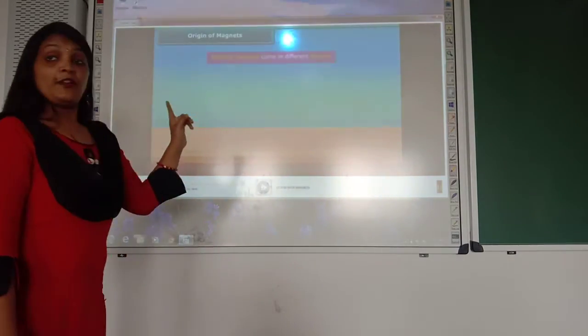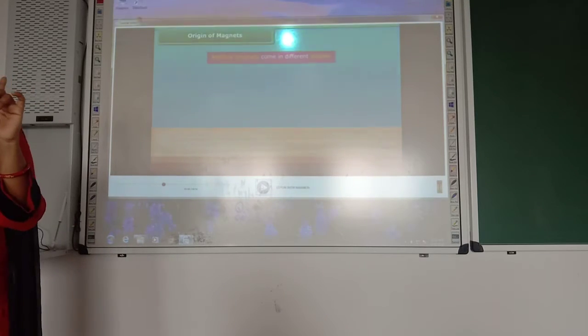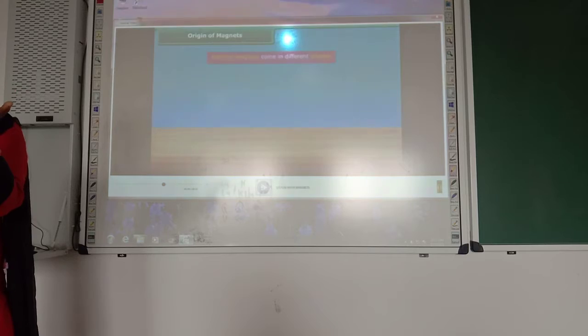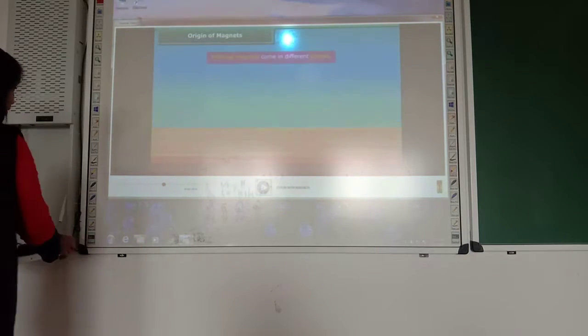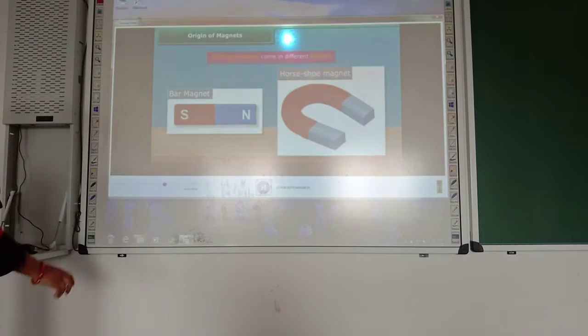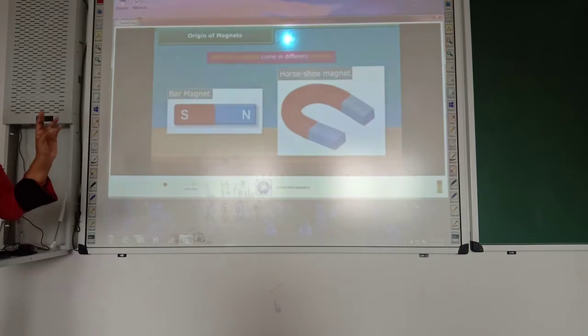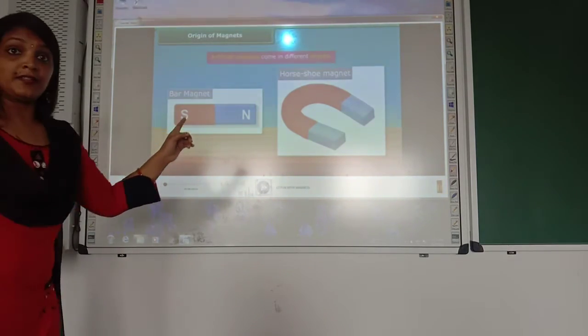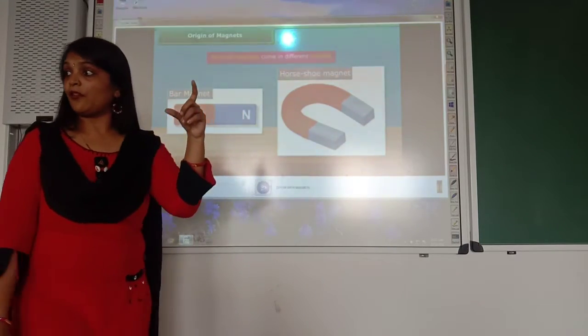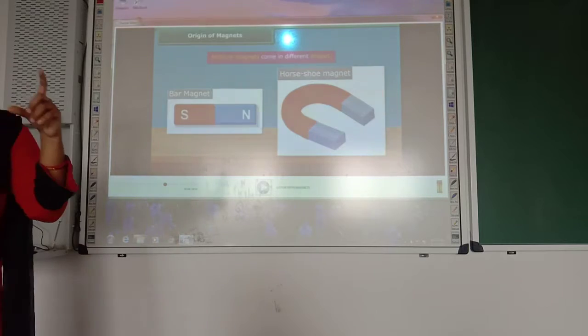And we have different shapes of magnets. As you know, you have a spherical shape, a square shape, a circle shape, whatever the shape. U shape also is there. Bar magnet, horseshoe magnet, etc. Two are the main: one is a bar magnet, the second one is a horseshoe magnet. It's the shape of a horseshoe. That's why you call it a horseshoe magnet.